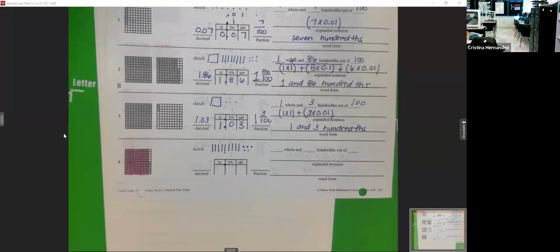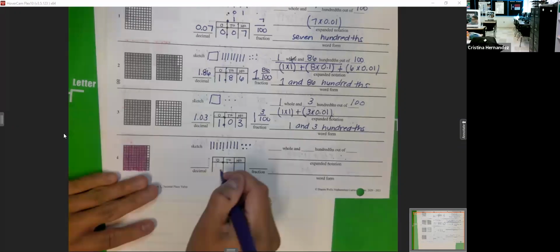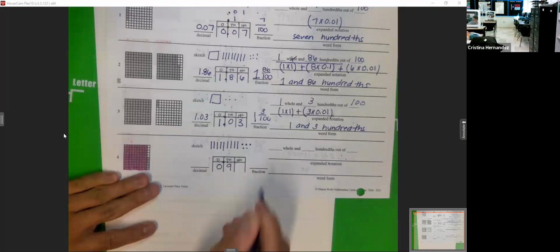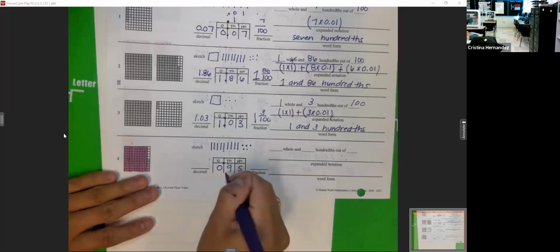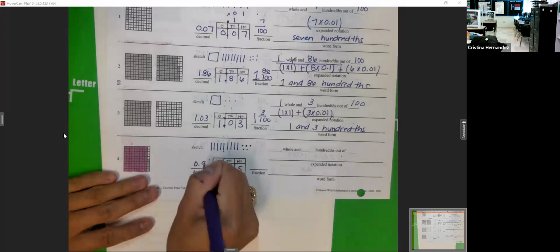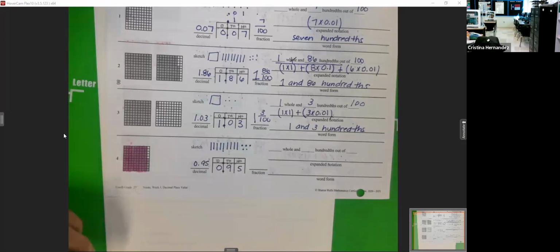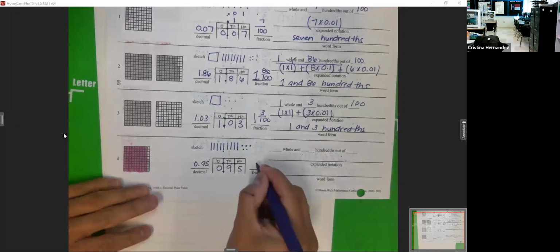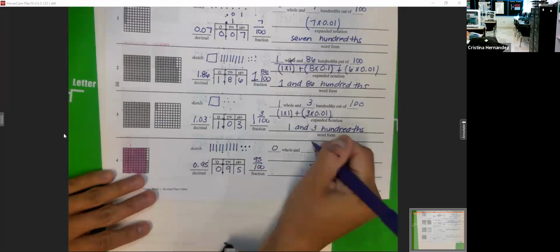Okay. So we already started on this one. We have 9 pretzel sticks. We have no wholes and we have 9. And how many little Skittles do I have? 5. 5. Cinco. 0.95. What does my fraction look like? You don't have any wholes, so you don't have to put 1. 95 over 100, yep. So 0.95.